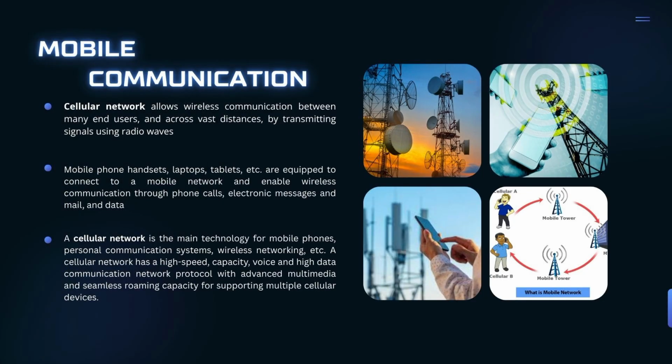Cellular networks allow wireless communication between many end users and across vast distances by transmitting signals using radio waves. They use mobile devices such as mobile phone handsets, laptops, tablets, etc. A cellular network is the main technology for mobile phones, personal communication systems, wireless networking, etc. It has a high-speed capacity voice and high data communication network protocol with advanced multimedia and seamless roaming capacity for supporting multiple cellular devices. So in short, without a cellular network, there would be no mobile or digital communication.